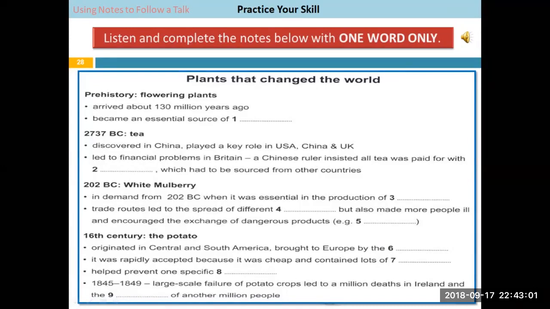Finally, moving into more recent history, we come to the 16th century and the potato. It originated in Central America, but it was the Spanish who introduced it to the European diet. There, it quickly became popular because not only did it cost little to grow, but it was also a food source that was rich in vitamins. So much so that its arrival has been credited with ridding Britain of a disease known as scurvy.